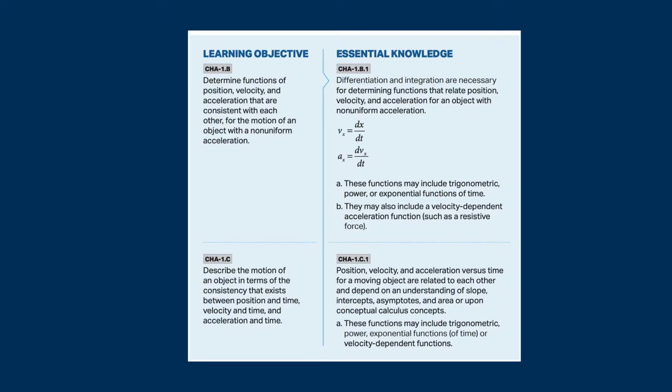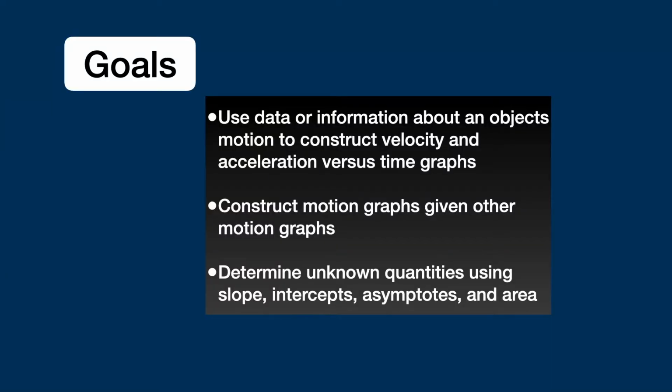So these are our standards. You can read through those for yourself. So the goals here, we want to use data or information about an object's motion to construct velocity and acceleration versus time graphs. We want to construct motion graphs given other motion graphs, and we want to determine unknown quantities using slope, intercepts, asymptotes, and area.